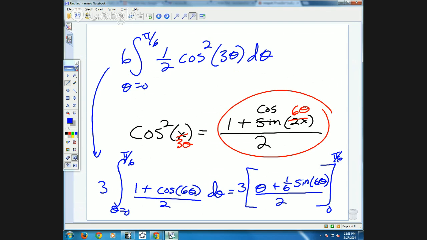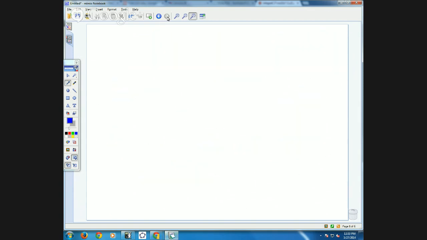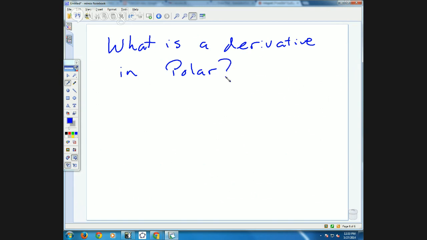So we looked at area by looking at sectors of a circle instead of rectangles. And that made sense to me because we're sweeping out an angle. Okay. So the next question is, what the hell does a derivative mean? So what is a derivative in polar? Okay. Well, before we get to what it means in polar, what does a derivative tell you before?